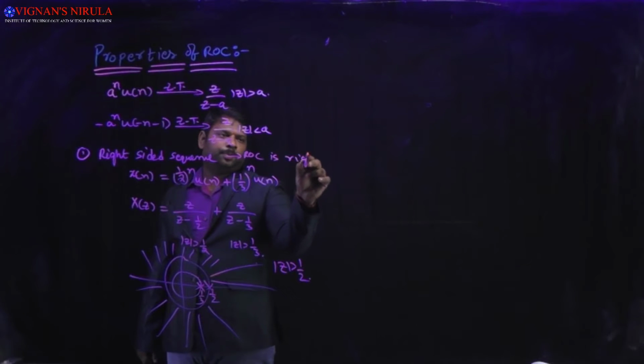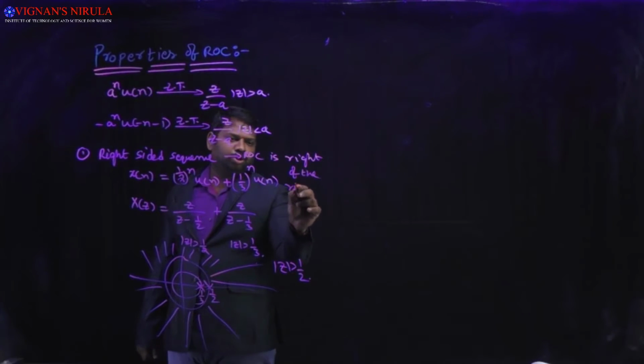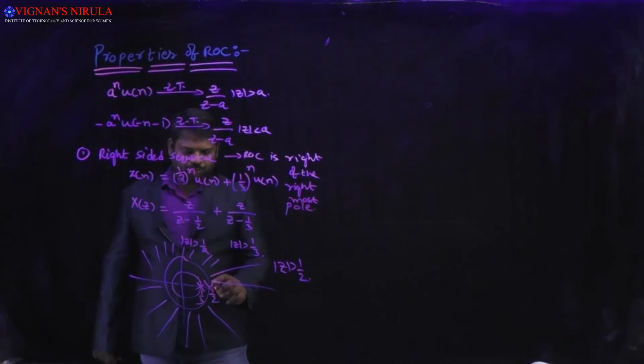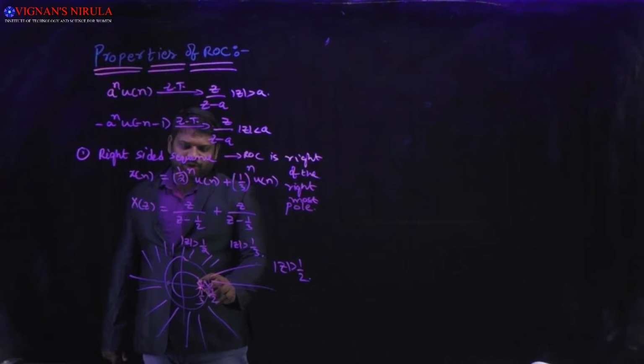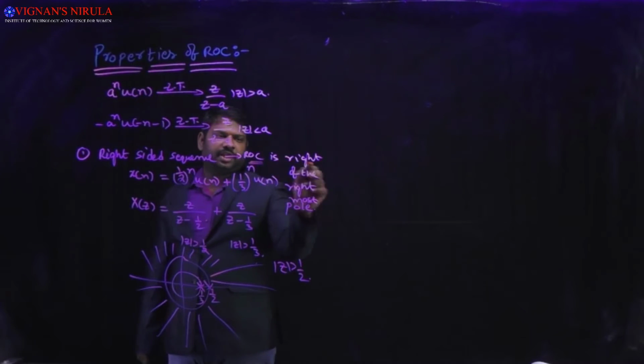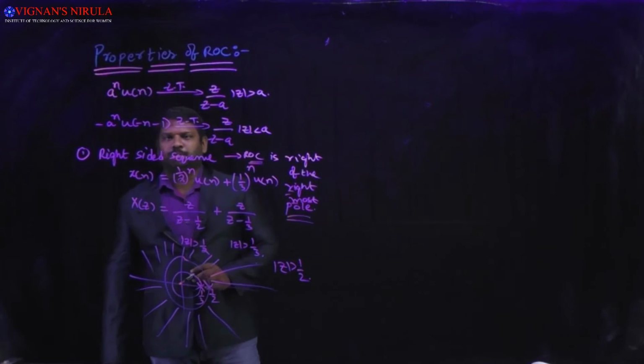right of the rightmost pole. This is the left of the leftmost pole, and this is right of the rightmost pole. ROC is the right of the rightmost pole.